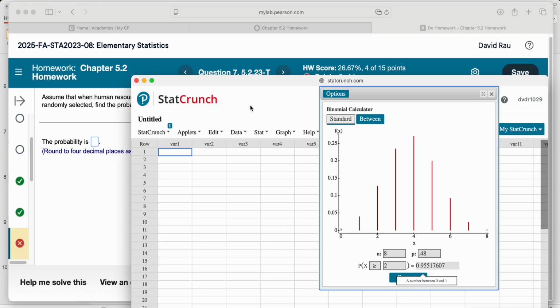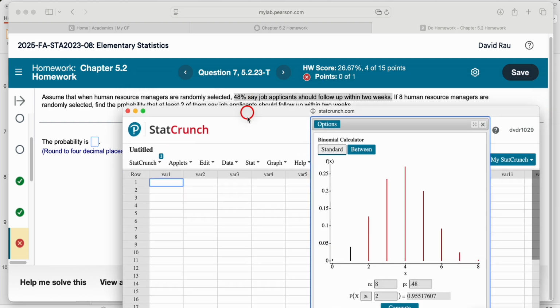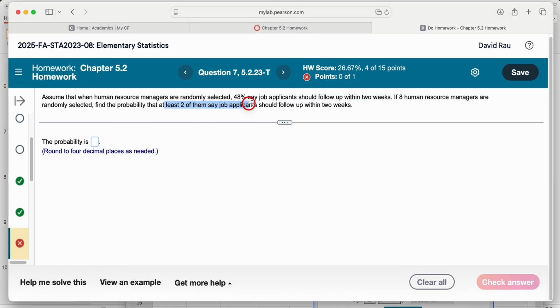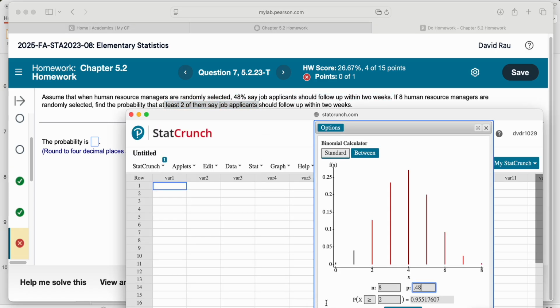So really, you're just reading the words in the question. You're diagnosing what's my N, how many people am I selecting, how many trials am I doing, what's the probability that's not changing every time. And then you just have to make sense of what does that mean, at least 2. It means 2 is included, it could be 2 or more. And for this, that ended up being 0.955.